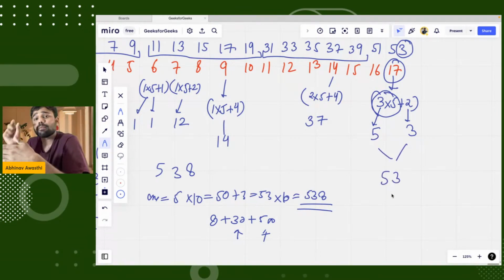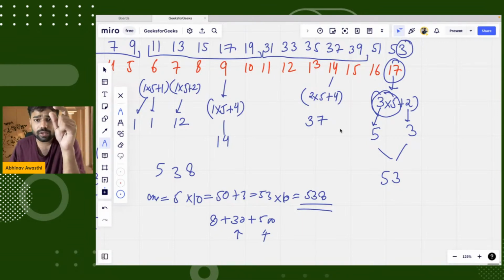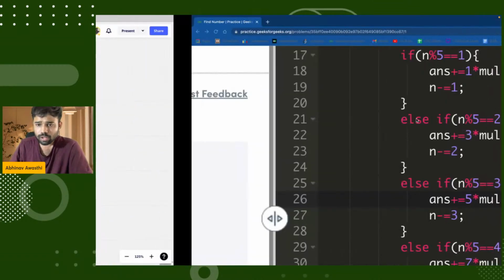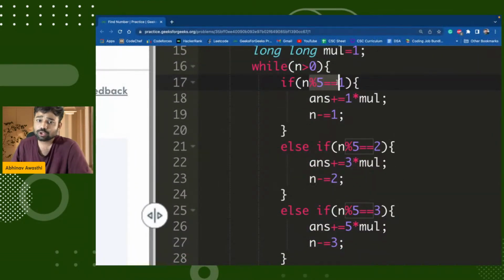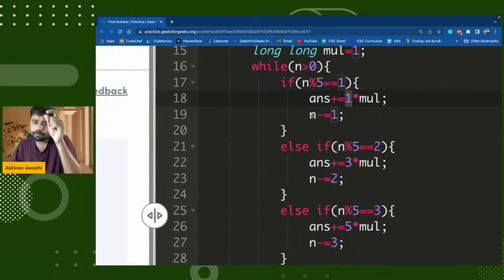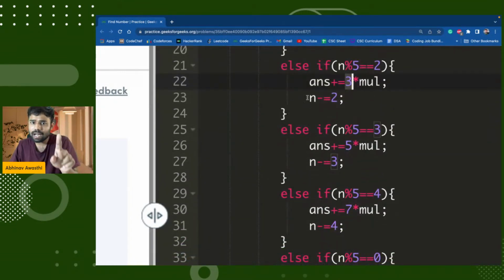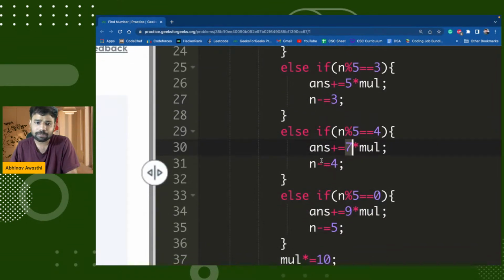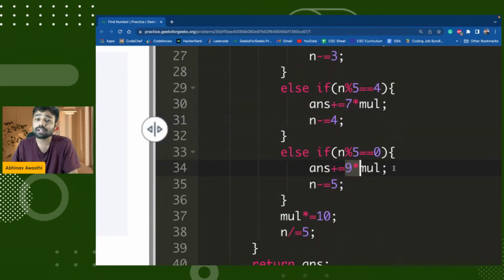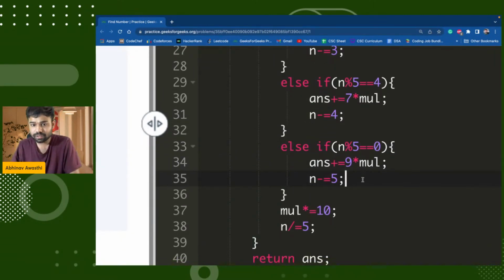So every time I will take the modulus of 5, and based on that modulus I will take the digit, and then I will divide n by 5. But I will also subtract this value because I just want this particular part. I don't want this part. So every time I'm checking if n modulus 5 is 1, take the first odd number and subtract 1. Then take the second odd number, subtract 2, the third odd number, subtract 3, the fourth odd number, subtract 4. And when we're taking the fifth odd number, we have to subtract 5, not just 0. That's the thing we're having.